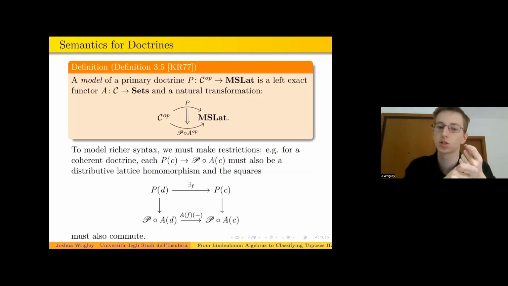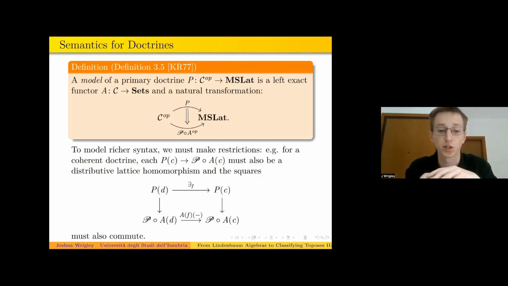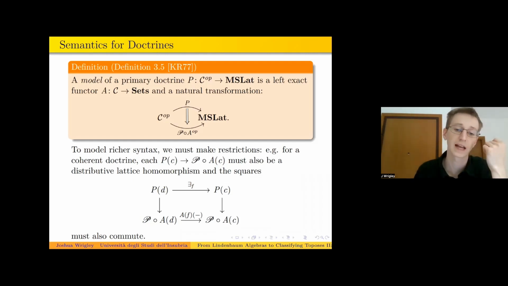But what if we wanted to treat a lot of different theories with different syntaxes in a more uniform way, and come up with some sort of syntax-invariant way of dealing with doctrines? That's where Grothendieck topologies come back into the story.